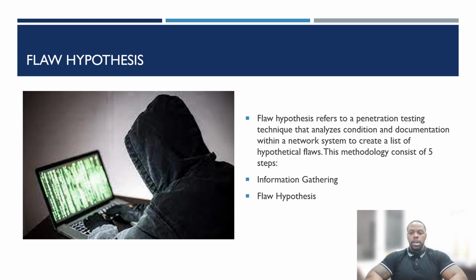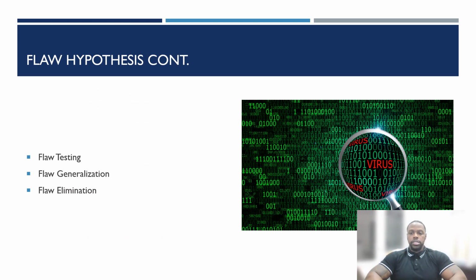Next, we have flaw hypothesis, which is utilizing the information gathered to create an educated conclusion on the vulnerabilities in the network. Next, we have flaw testing, which refers to the testers testing the hypothesis. Flaw generalization is when the tester locates an exploited vulnerability and attempts to locate similar vulnerabilities to exploit. We also have flaw elimination, which refers to the tester providing suggestions to the organization on how to eliminate the exploited flaw.